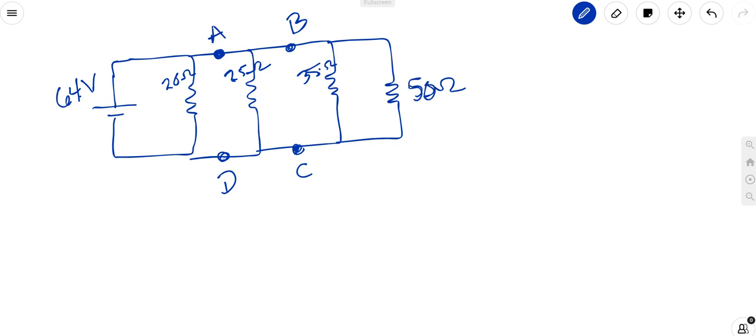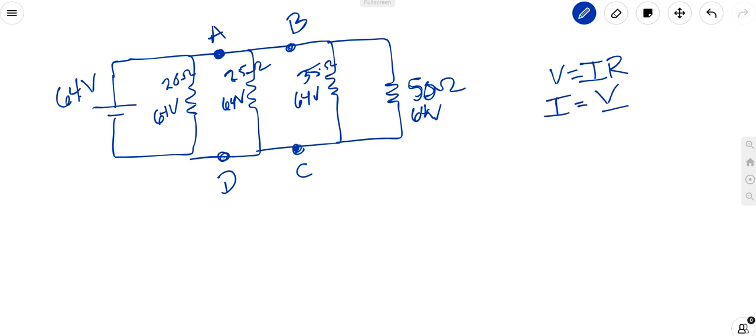To do that, we need the current in all the individual branches plus the total current. To figure that out, we know that based on the fact this is a parallel circuit, the voltage across each one of these resistors has to be 64 volts. So I have 64 volts for each one of these resistors. To find the current, V is equal to I times R. If I rearrange the equation, I is equal to V over R.